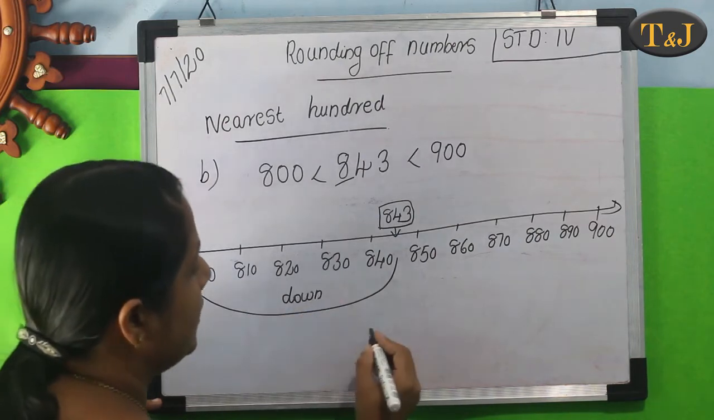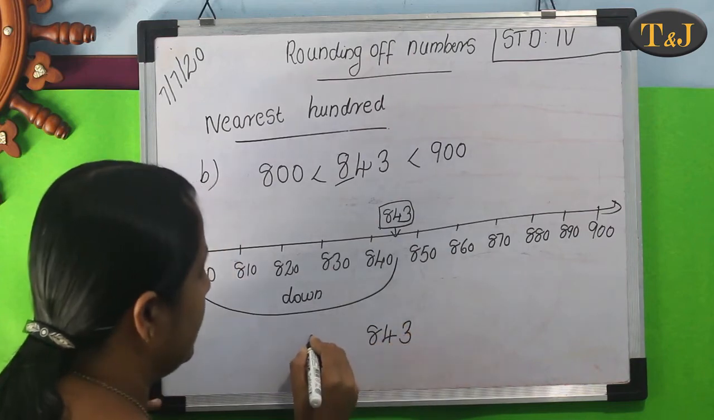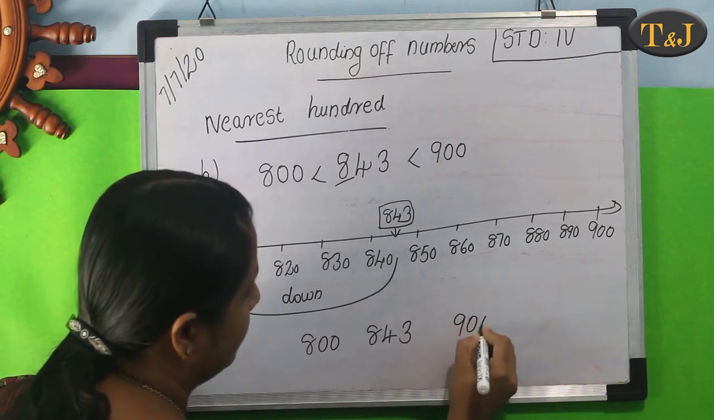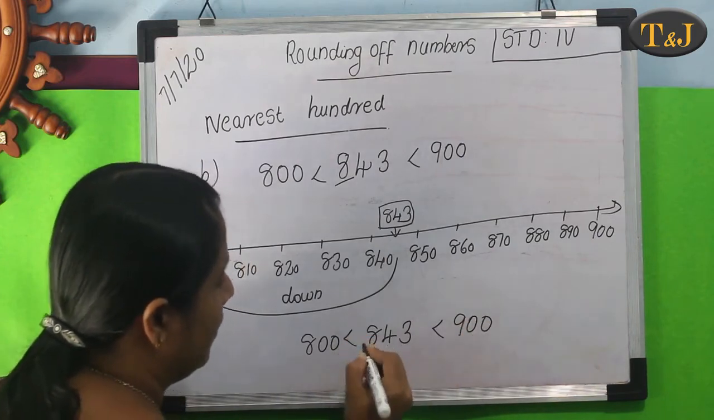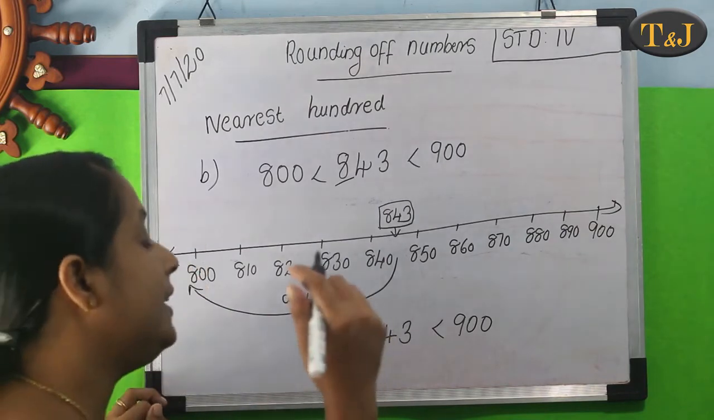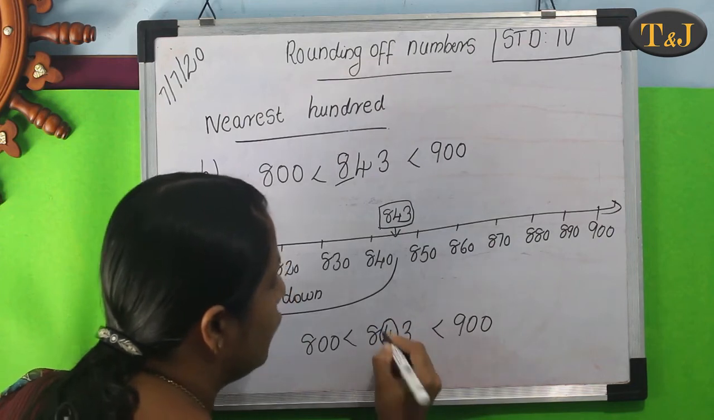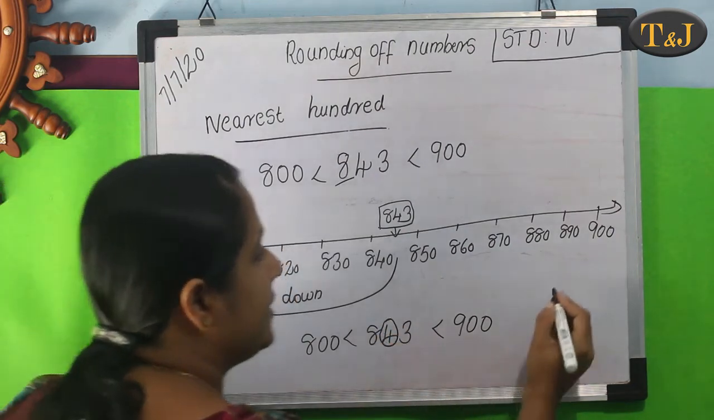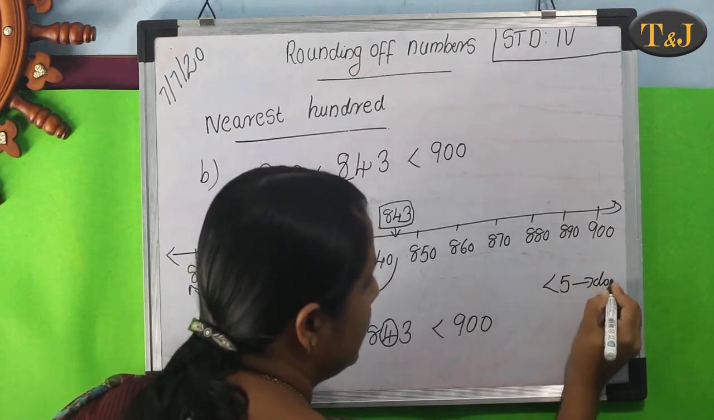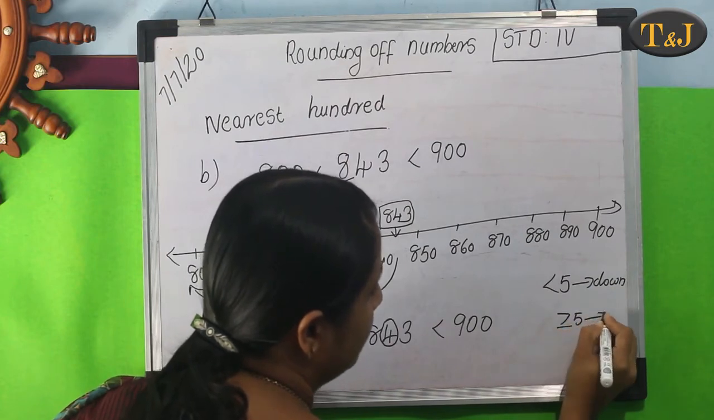Okay, next we write 843. First we write that it lies between 800 and 900. Next, which value do we take? We take the tens place value. Here our tens place value is 4. Our condition is that if the tens place value is less than 5, it is down. If it is greater than or equal to 5, it is up.